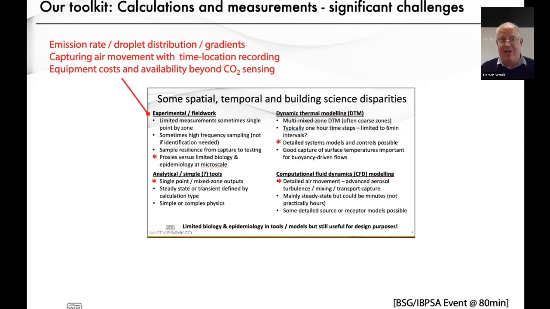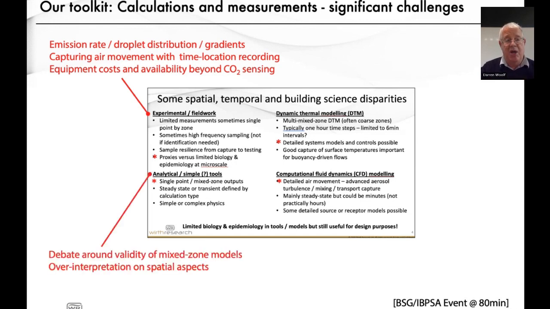So we know it's really hard capturing in measurements the emission rate, droplet distribution and various gradients, capturing air movement with time location recording on the equipment side beyond CO2. There's a big debate about using these mixed zone models on the analytical side, perhaps over-interpretation on spatial aspects.